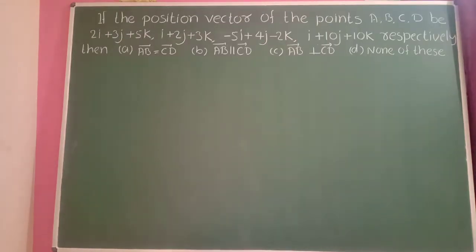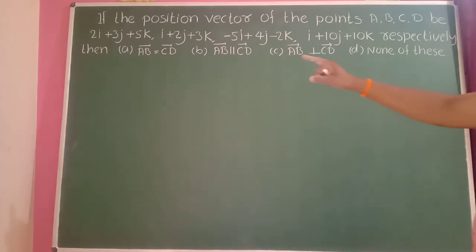If the position vectors of the points A, B, C, D are already given here, four position vectors. Then the first option is AB is equal to CD. Second, AB parallel to CD. Third option, AB perpendicular to CD. And fourth option is none of these.